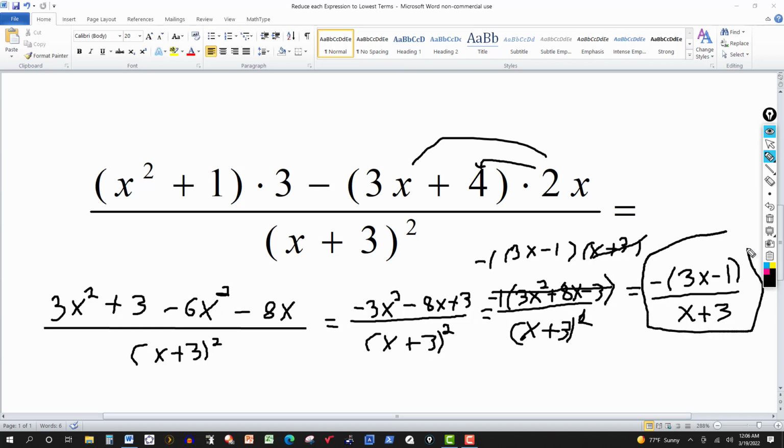So you could leave it like this in factored form, with the negative 1 out, or you could actually multiply it back and say it's minus 3x plus 1 over x plus 3.